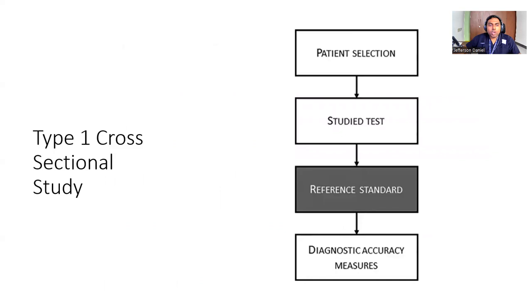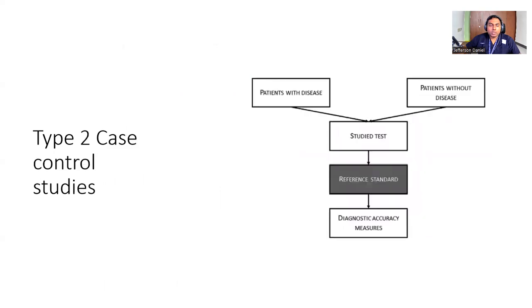So the first type, the most common type of diagnostic test accuracy study, is a cross-sectional study. Patients are selected, the index test is applied, the reference standard is applied, and accuracy measures are calculated. Okay, that's your straightforward cross-sectional study. Now there are case control studies, the two-gate system I told you about. The patients with disease and patients without disease both undergo the index test, both undergo the reference standard, and then accuracy measures are calculated. Now, this is not a very good study design, but in certain conditions only this is possible.